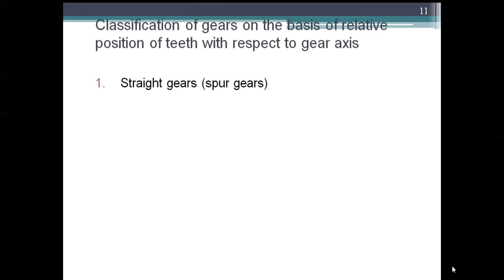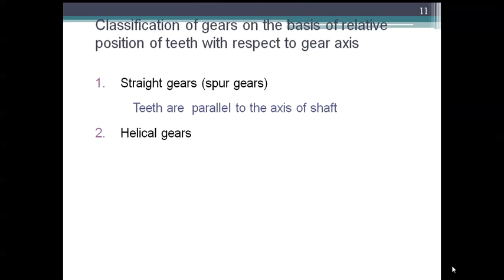Next is the classification of gears on the basis of the relative position of teeth with respect to the gear axis. First, straight gears, like spur gears. Spur gear teeth are parallel to the axis of the shaft.